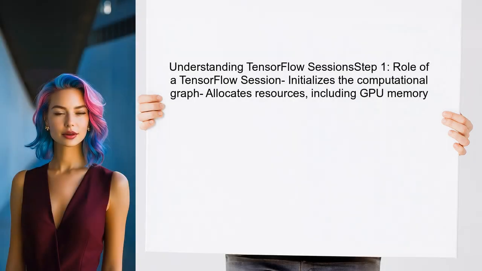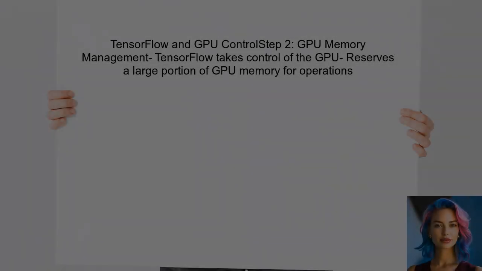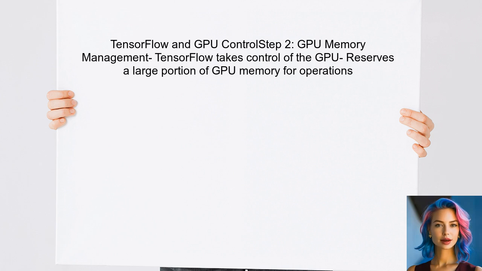To understand what a TensorFlow session does, let's start by explaining its role in managing resources. When the user creates a session, TensorFlow initializes the computational graph and allocates resources, including GPU memory. Next, the user should know that TensorFlow takes control of the GPU to optimize performance. This means it will reserve a significant portion of the GPU memory for its operations, which is why the user sees high memory consumption.